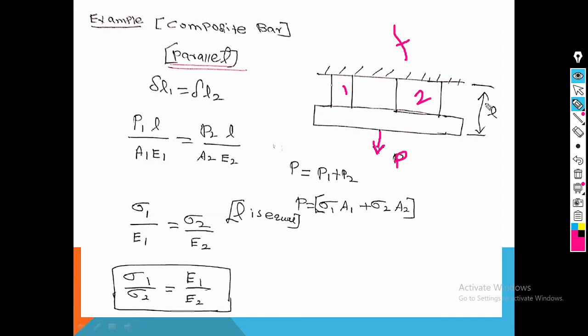The cross-section areas of the bars are different. Suppose the materials are different, which means Young's modulus is different, E1 and E2. Suppose the length of both is equal. Then sigma 1 by E1 equals sigma 2 by E2, so that the elongation is the same. Only then del L1 equals del L2. So sigma 1 divided by sigma 2 equals E1 by E2.